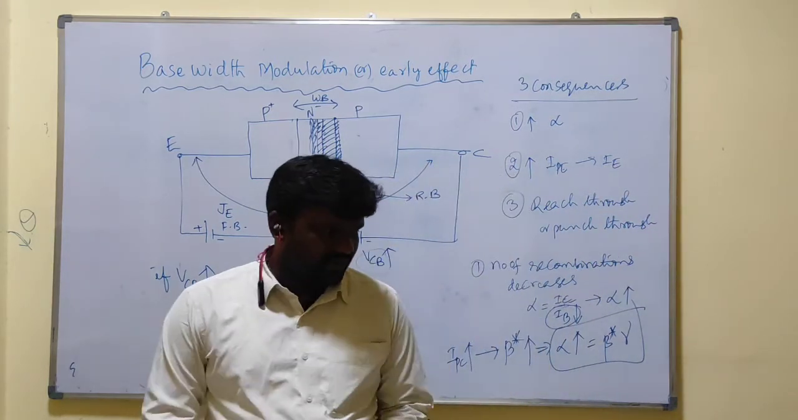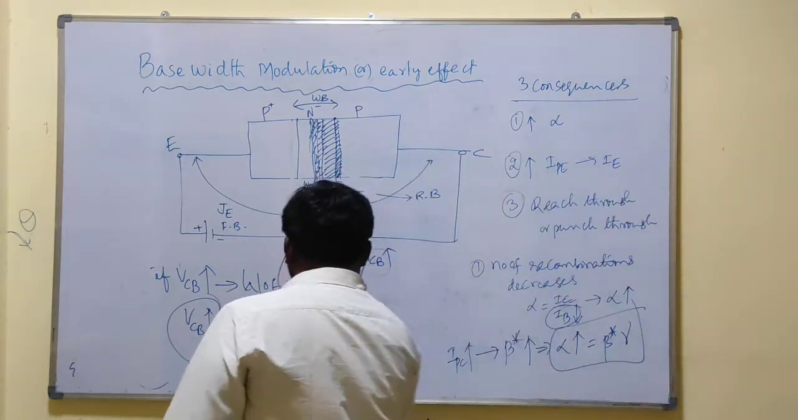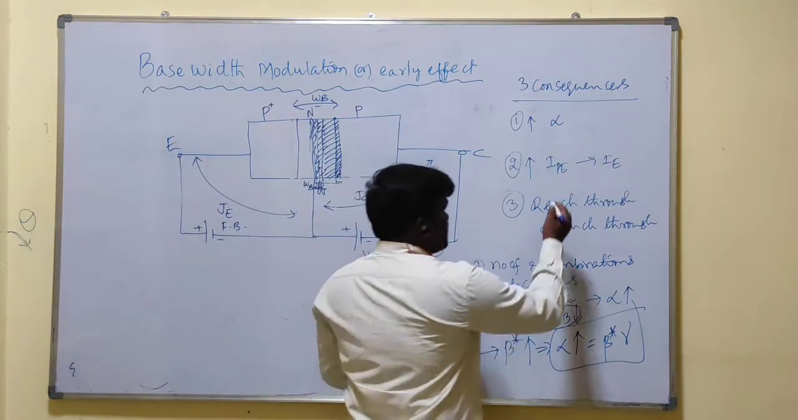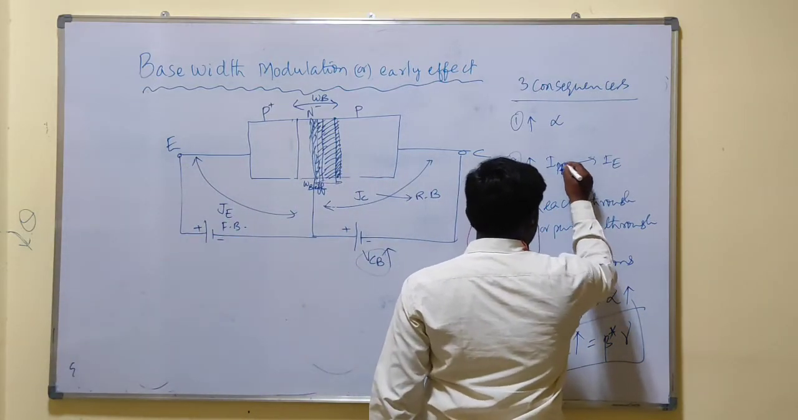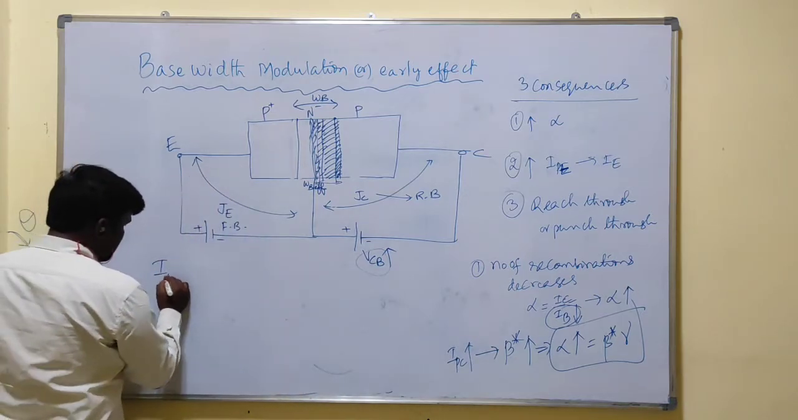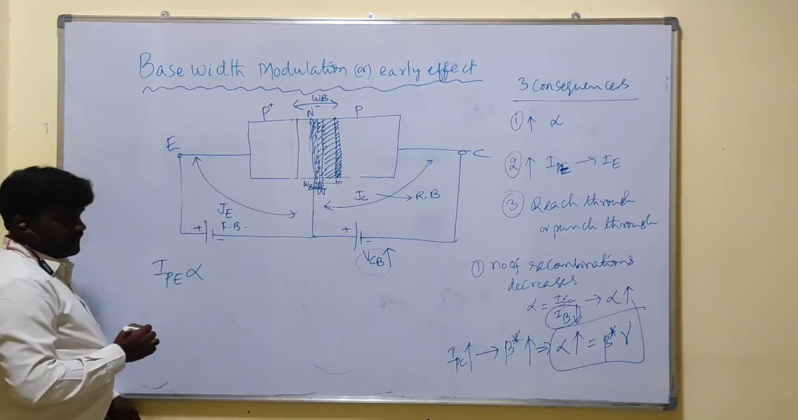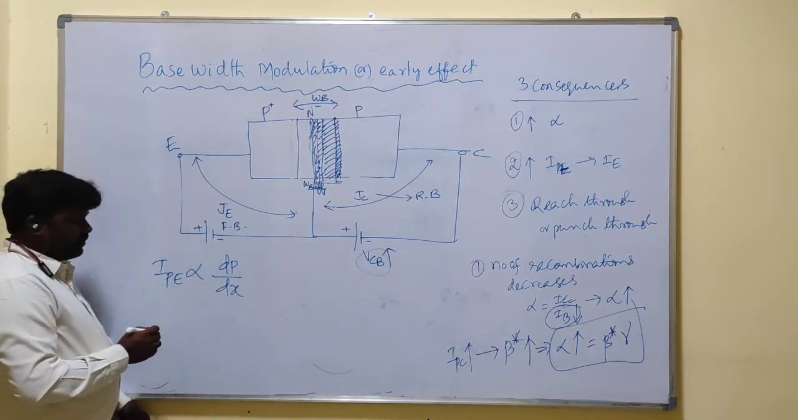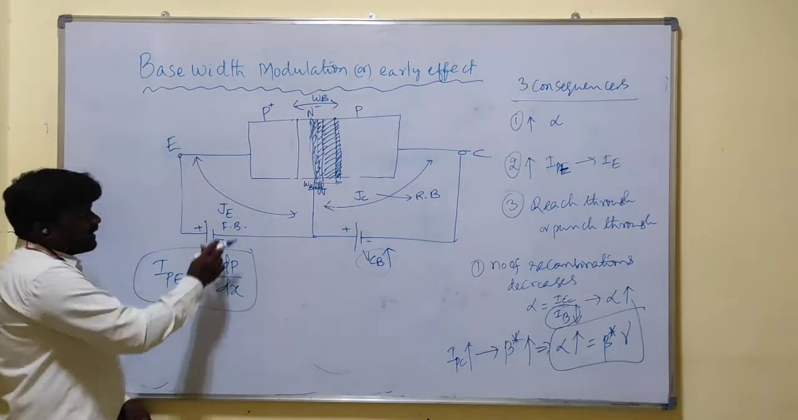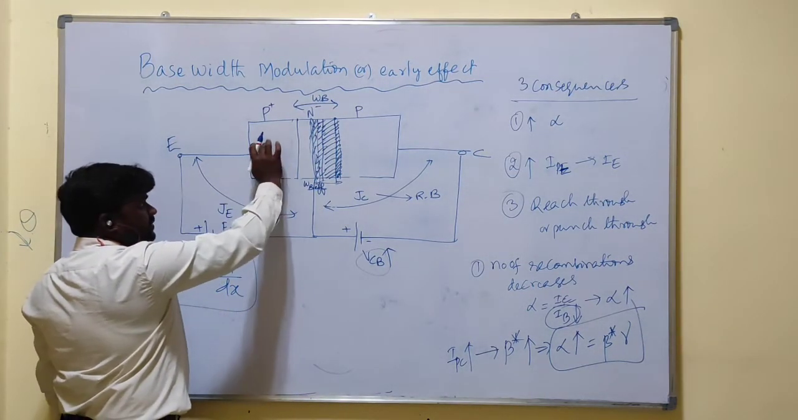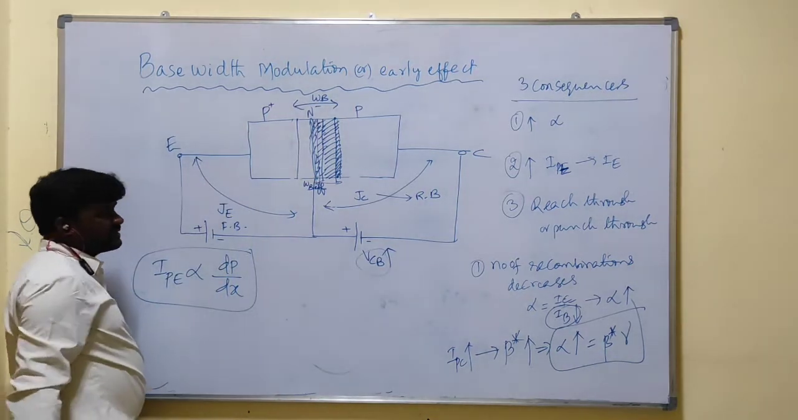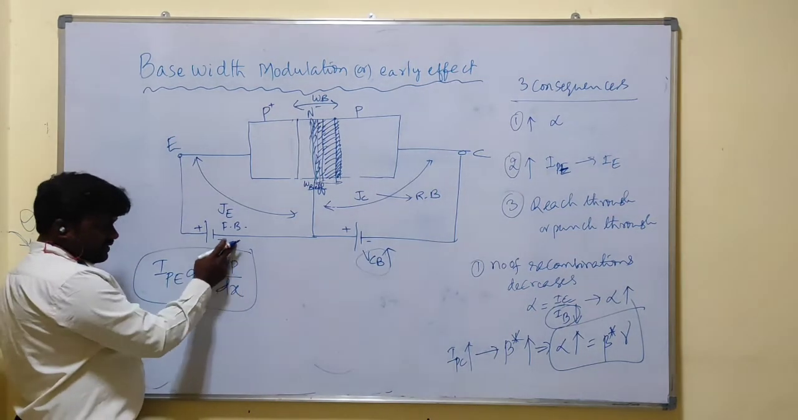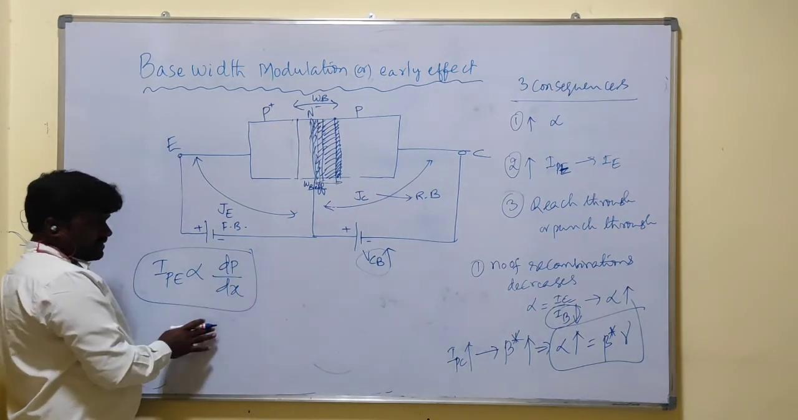Now let us see the second one. So this is the first consequence. What about the second one? This IPE increases. We know that IPE is directly proportional to dP by dx. That means the current is a diffusion current. IPE means the injected current of the holes, meaning these carriers are injected due to diffusion. Diffusion current is directly proportional to the gradient of the charge concentration.